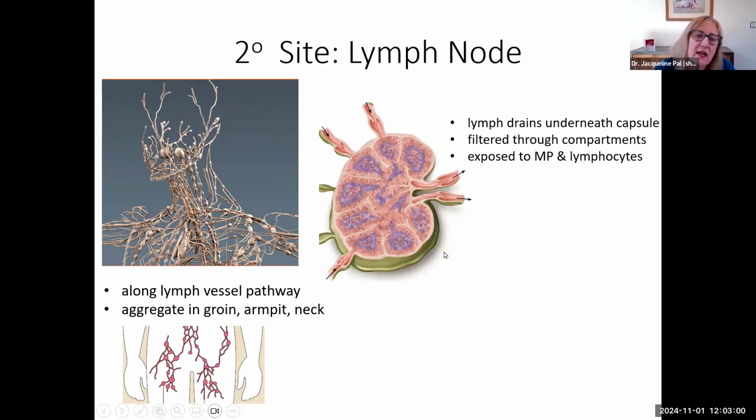Okay. So here's what a lymph node would look like in a drawing. Lymph comes in, and you have a lot of lymph vessels draining into one lymph node, and you can see that here. And then the lymph is going to get filtered into various compartments where it's going to be exposed to macrophages and lymphocytes. If there's debris in the lymph, macrophages can do phagocytosis and lymphocytes can mount a response if it's needed. And then the clean lymph will exit out the other end.